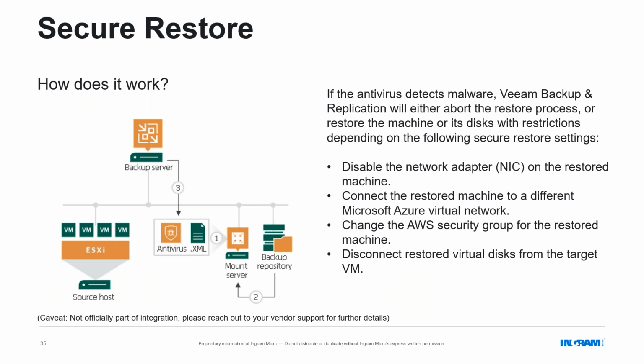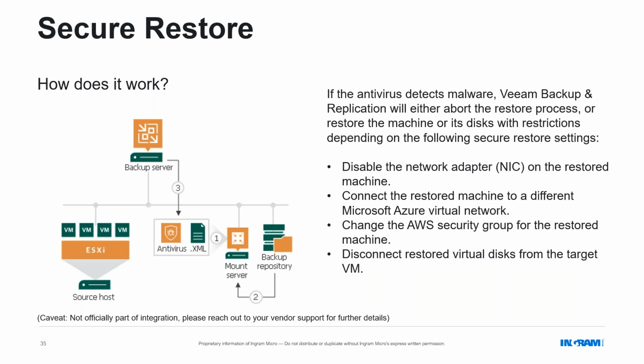So how does Secure Restore work? During Secure Restore, what Veeam does is it mounts a disk on a machine that you plan to restore to the mount server. On the mount server, this is where our antivirus software is installed. Veeam Backup and Replication triggers that software to scan the files from the mounted disks.